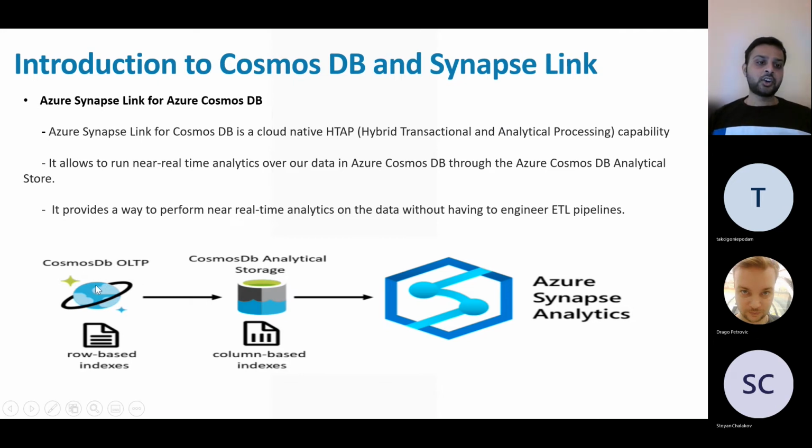So this is, let's say, our Cosmos DB database, or OLTP, with some row-based indexes. On top of this, we just have to enable the Synapse Link feature. Once we enable it via the Cosmos DB analytical store, using Synapse we can ingest the data in near real time without developing any ETL pipelines. This way, it makes development and maintenance much easier and less complex to manage.